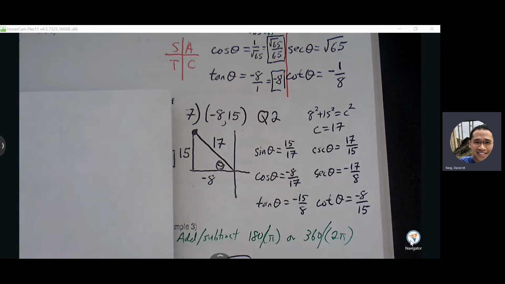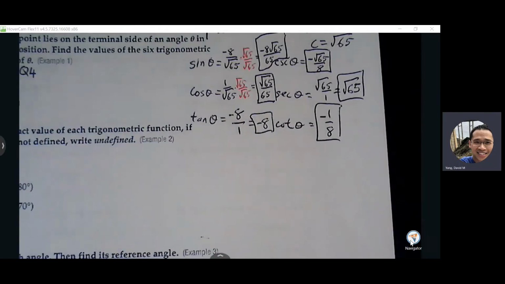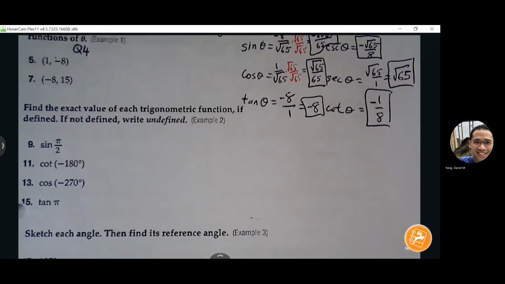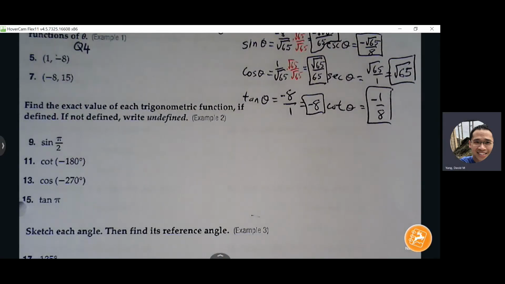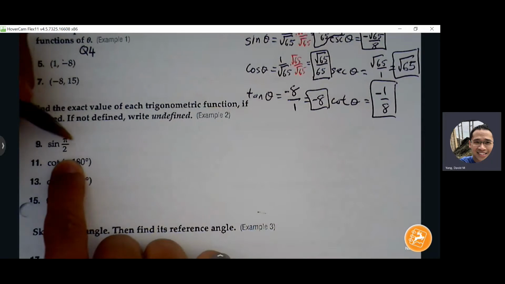Okay, let's do 5 more minutes. See how far we can get in 5 minutes. Okay, so number 9. Find the exact value of each trig function if defined, or undefined. So sine of pi over 2, we look at our unit circle. Ordered pair is (0, 1). So we take the y value, which is equal to 1.